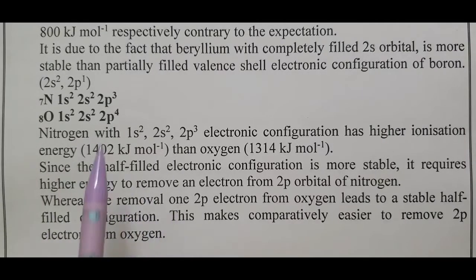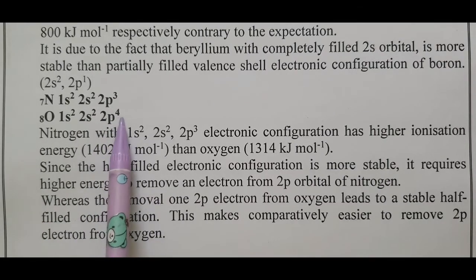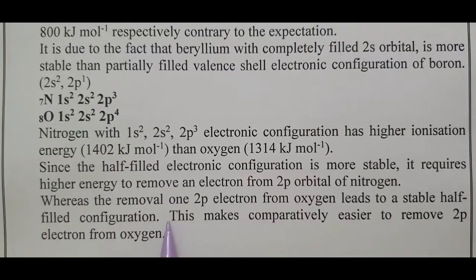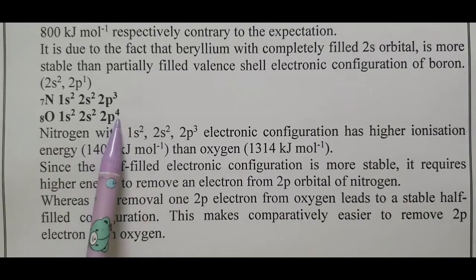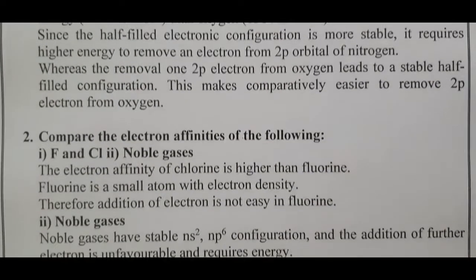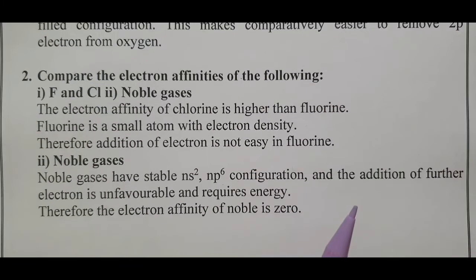Whereas the removal of one 2p electron from oxygen leads to a stable half-filled electronic configuration. After loss of one electron from the 2p orbital, oxygen gets a half-filled electronic configuration. This makes it comparatively easy to remove one electron from the 2p orbital of oxygen.